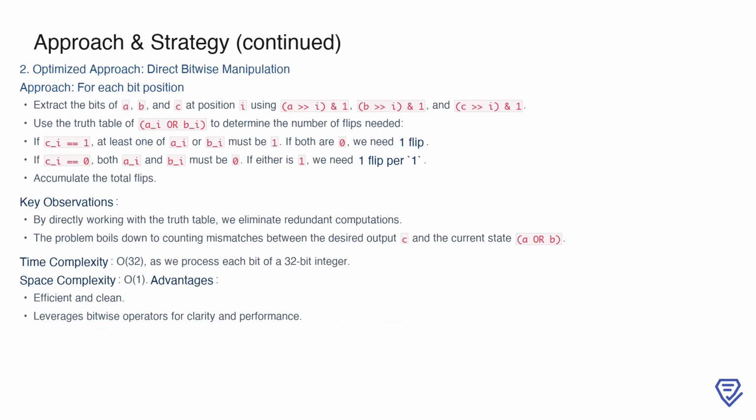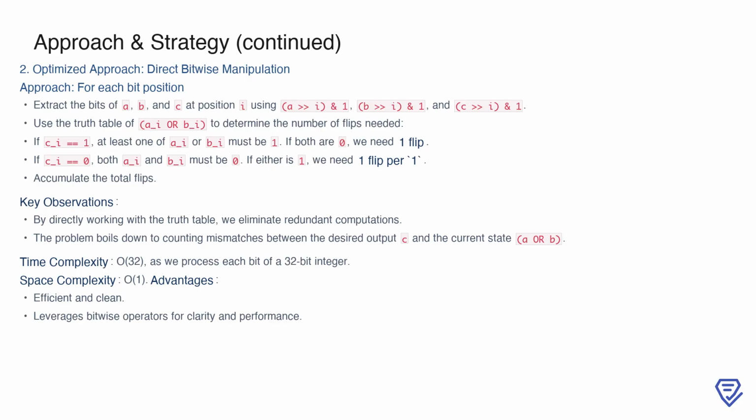Now, let's look at a more optimized approach that focuses on direct bitwise manipulation. For each bit position, we extract the ith bits of A, B, and C using the expressions A_i & 1, B_i & 1, and C_i & 1. Once we isolate the bits, we use the truth table for A_i OR B_i to determine how many flips are needed.